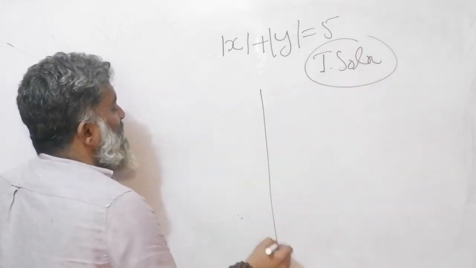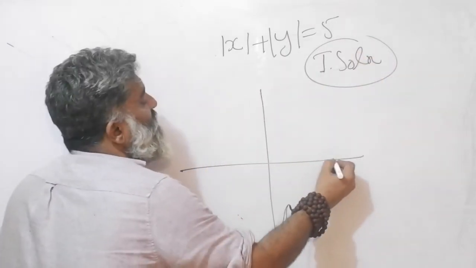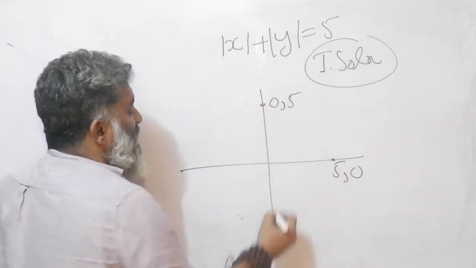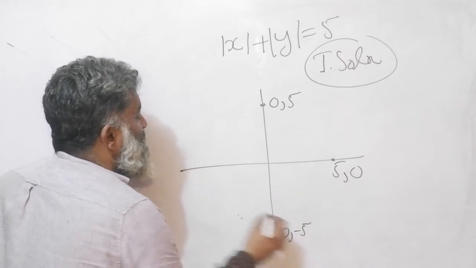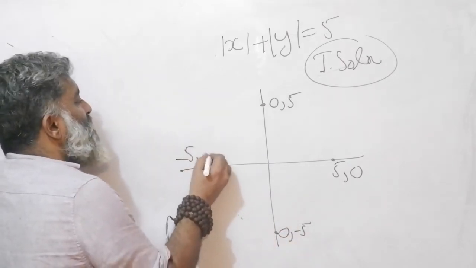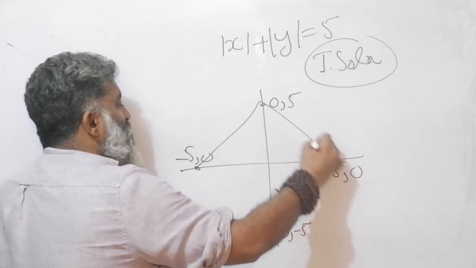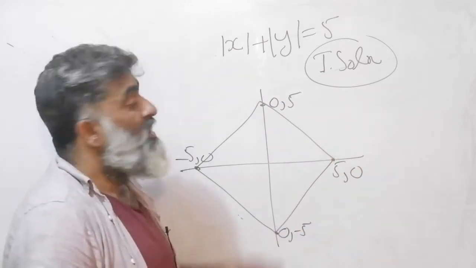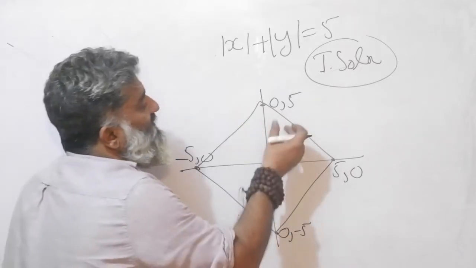That means once again, think of your graph. What are the points going to be? 5, 0; 0, 5; 0, minus 5; and minus 5, 0. And what is your shape going to be? It is going to be so. Because now I have the pattern in my mind. Now let's start counting the integers.